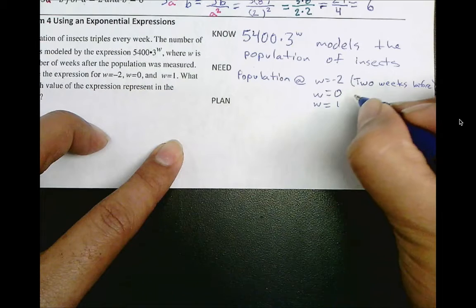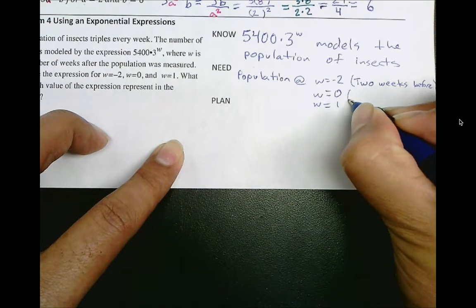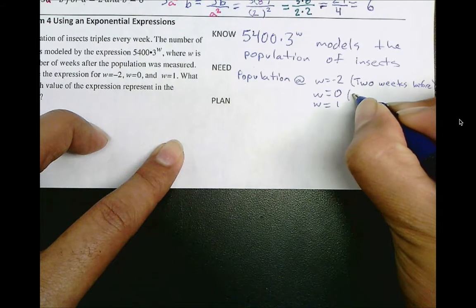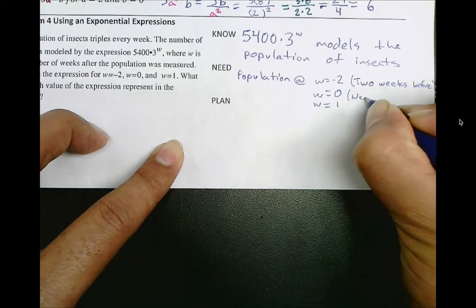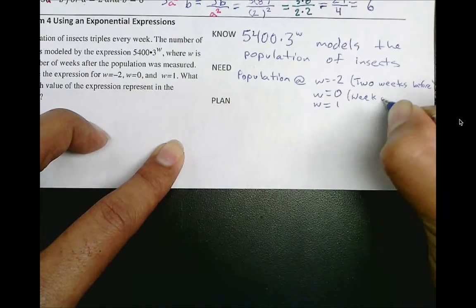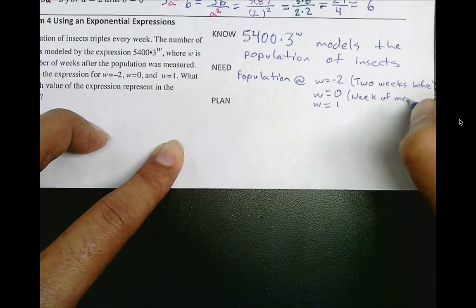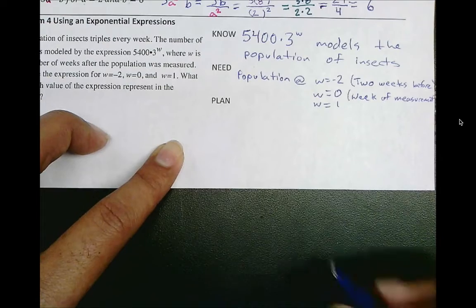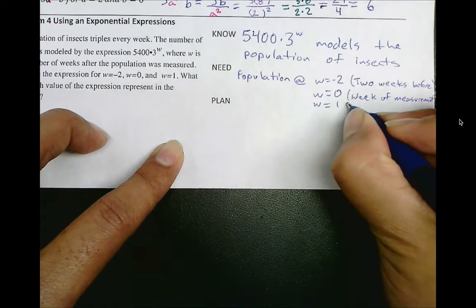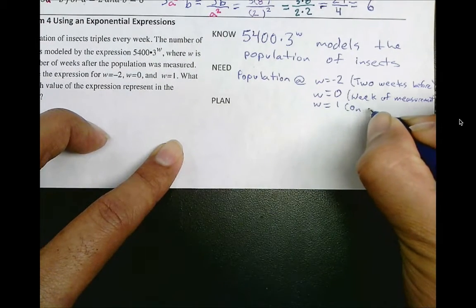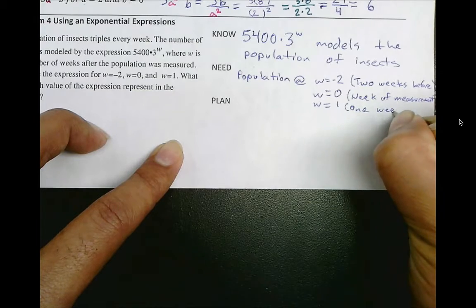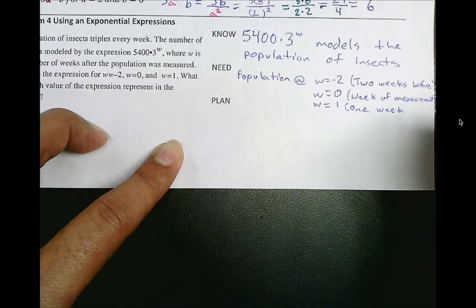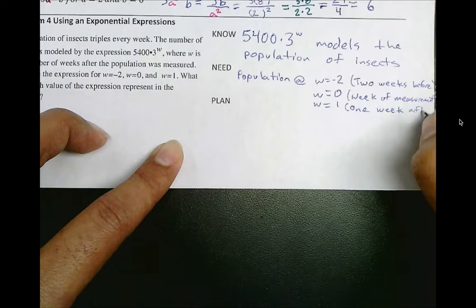And w equals 0 means or represents the week of the measurement. So the week that the insects were counted. And lastly, w equals 1 represents 1 week after. So that's 1 week after the insects were originally measured or counted.